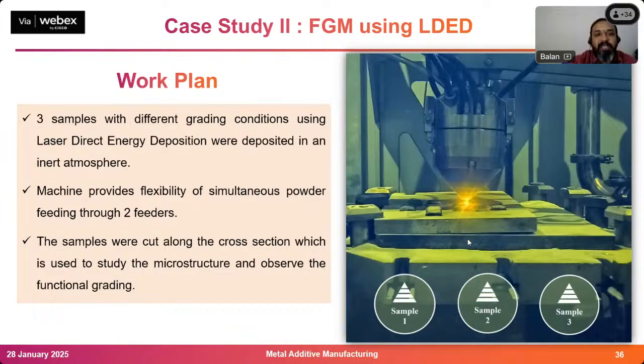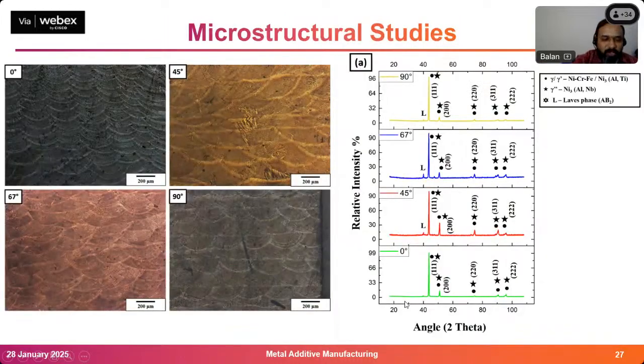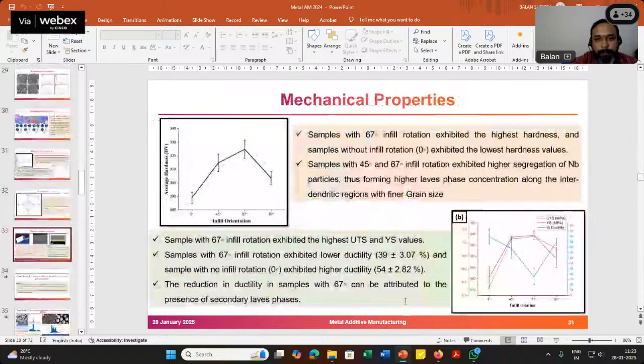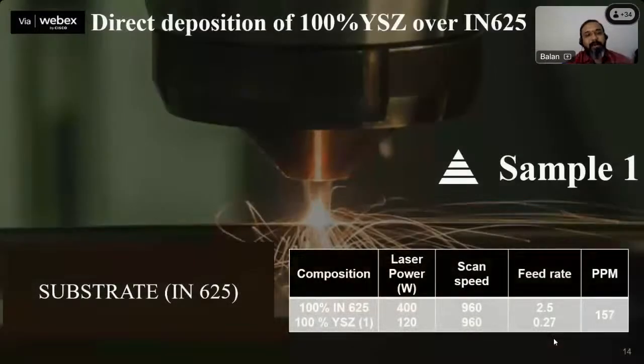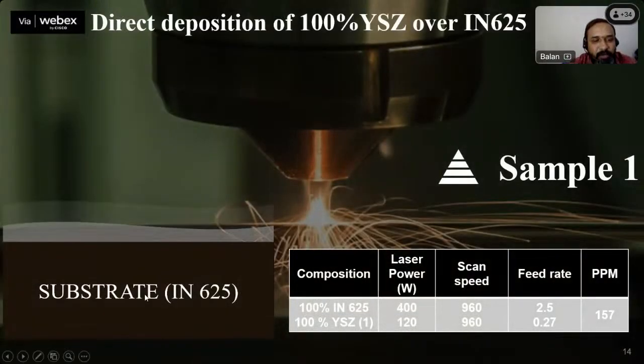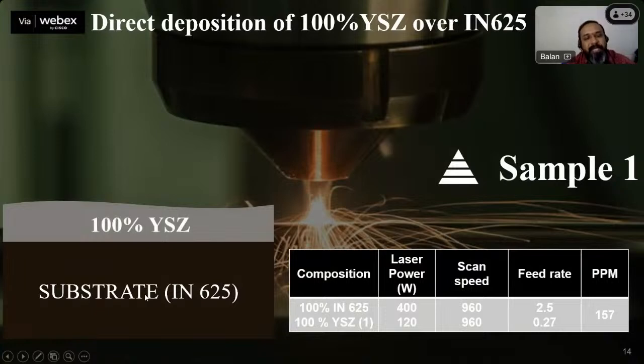We have printed 3 samples with different grading conditions. I will tell what the grading condition is in the next slide. The samples were machined and cut across. First, we'll go with sample one. What is sample one? This is a substrate. Over that I am directly printing 100% YSZ without a bond coat. Please understand, I am not putting any bond coat, directly I am putting YSZ. You can see the condition here. This is my first condition: there is no bond coat and there is no FGM.